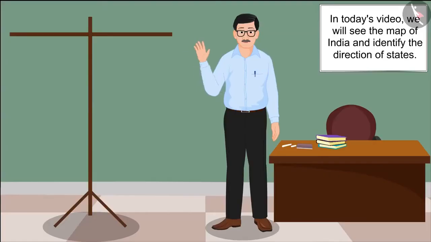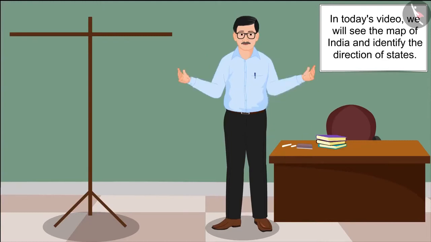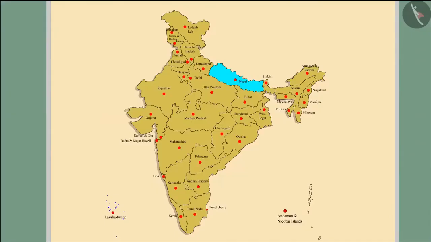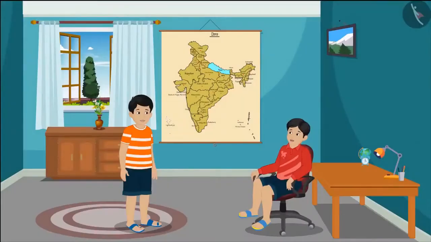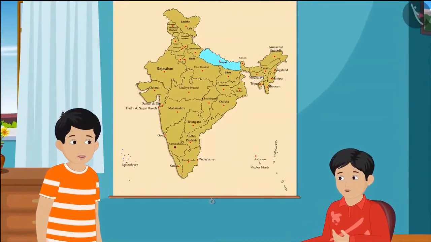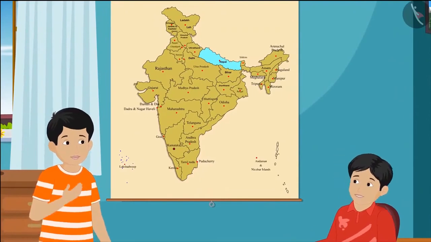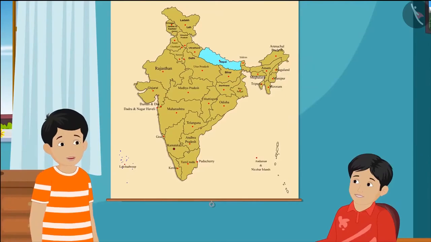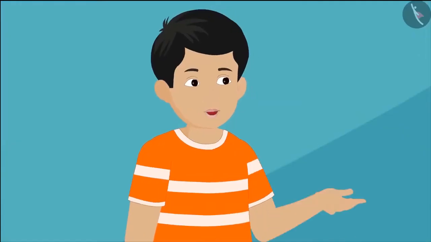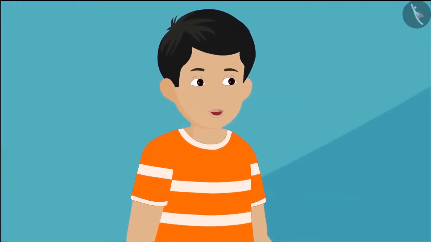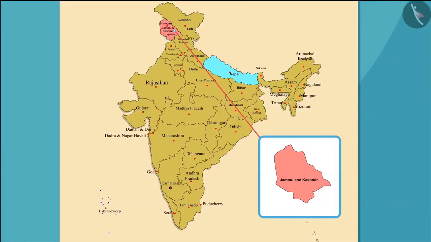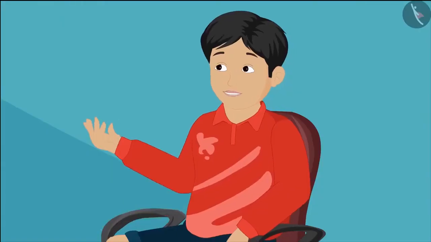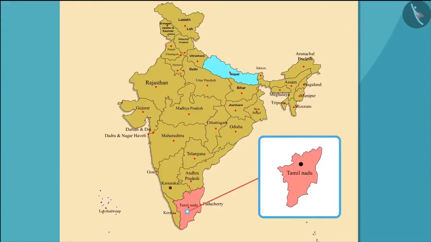Directions. Hello friends, in today's video, we will see the map of India and identify the direction of states. Here are Raju and Govind who hail from Madhya Pradesh. Both of them are very excited about their school holidays. Govind, in these holidays, I am going to Jammu and Kashmir with my parents. Oh wow! And I am going to Tamil Nadu with my family.